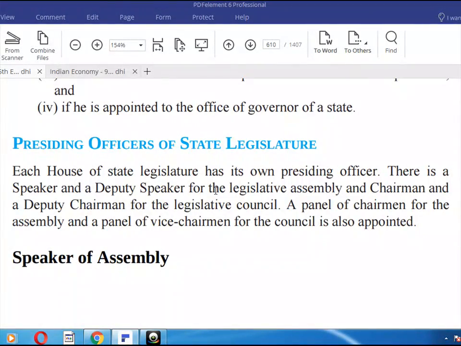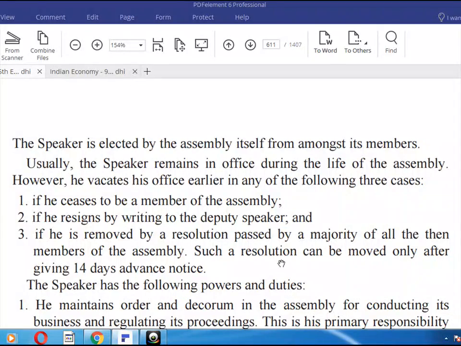Presiding officers of the State Legislature: each House of the State Legislature has its own presiding officer. There is a Speaker and a Deputy Speaker for the Legislative Assembly, and a Chairman and a Deputy Chairman for the Legislative Council. A panel of chairmen for the Assembly and a panel of vice chairmen for the Council is also appointed. Speaker of the Assembly: the Speaker is elected by the Assembly itself from amongst its members. Usually the Speaker remains in office during the life of the Assembly.